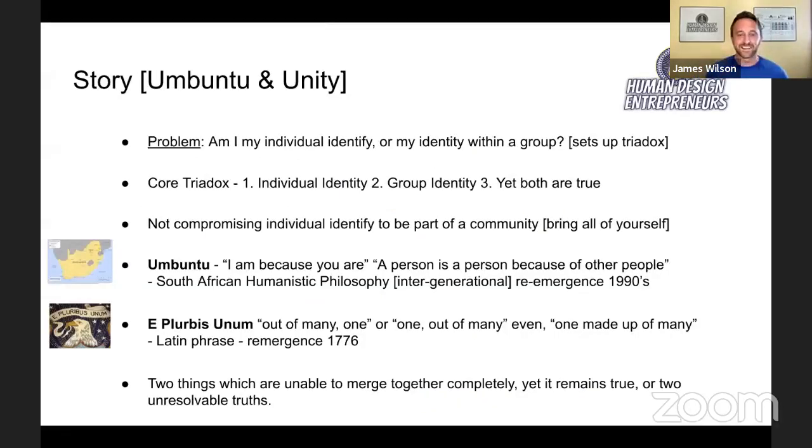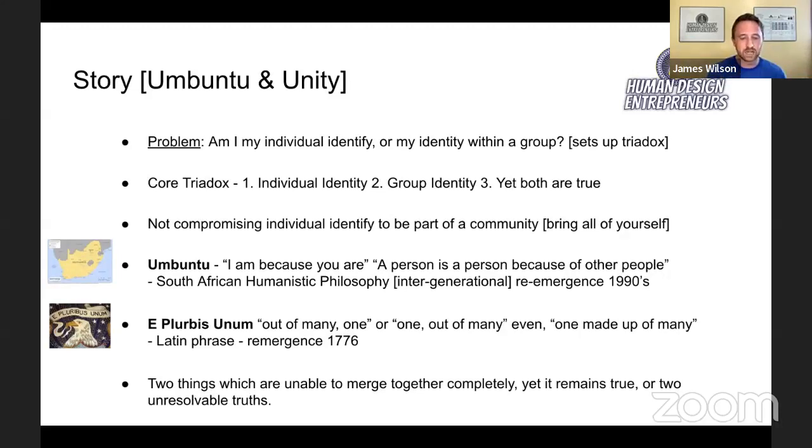All right, this is a quick story of how I've grappled with the community aspect and everything that's gone into creating this community so far. And it's this term Ubuntu. You may not have heard it before, but if you have, I would love to know. Let me know in the comments. Ubuntu, if you've heard of it, and unity.